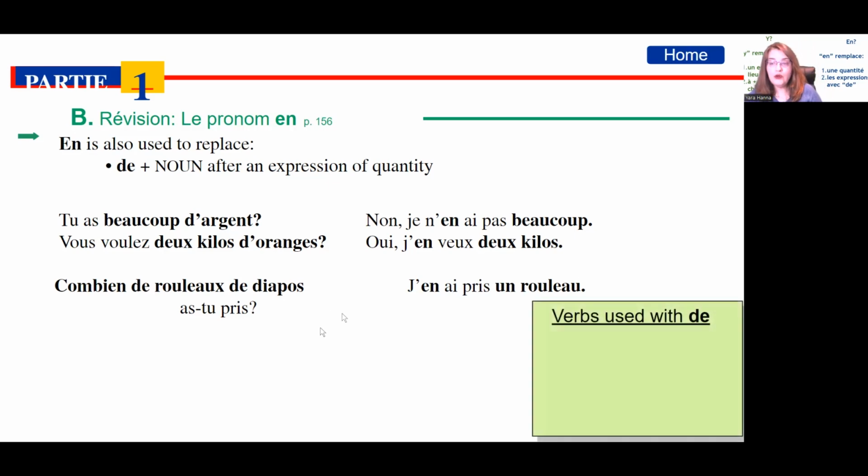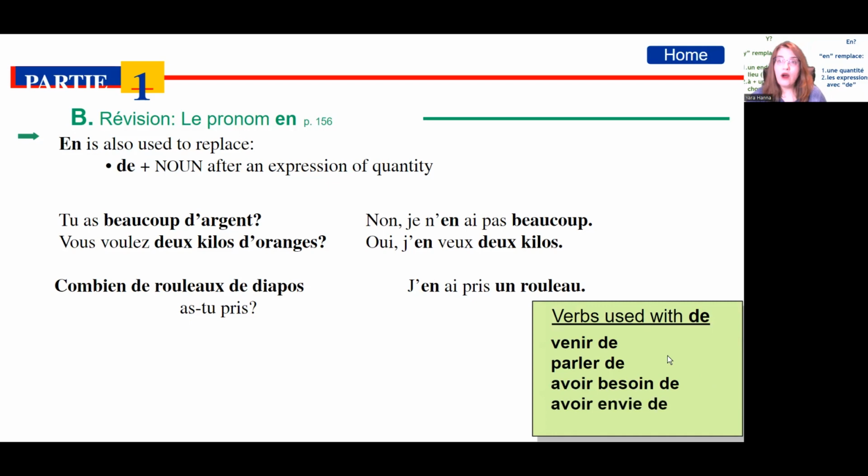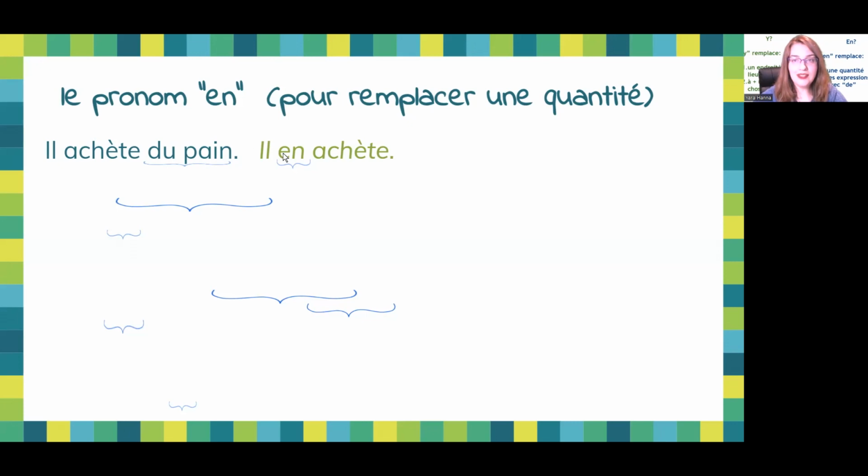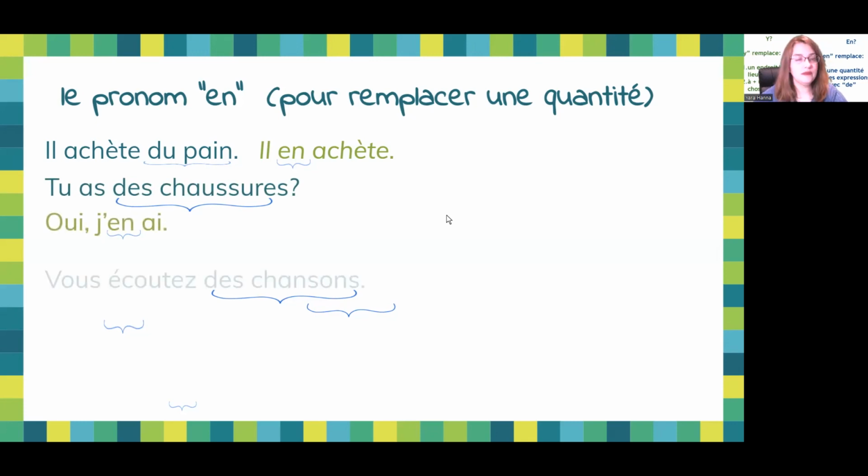Now, let's look at the verbs that are used with the preposition de. We have venir de, to come from, parler de, to talk about, avoir besoin de, to have need of, avoir envie de, to be in the mood for, and avoir peur de. Here are some of the verbs. There's more, of course. Here we have il achète du pain. Il en achète. Tu as des chaussures? Do you have any shoes? Oui, j'en ai. Yes, I have some. Vous écoutez des chansons? Do you listen to songs? So it could be replaced with vous en écoutez.